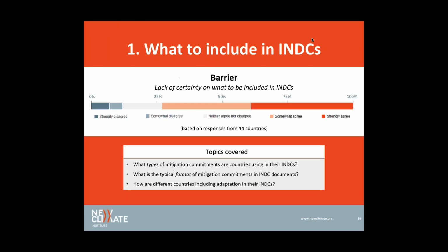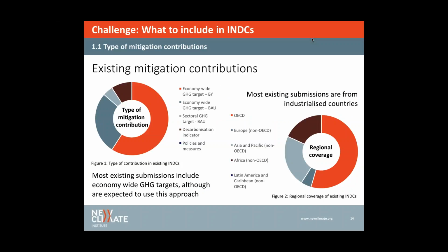Now, first one, what to include in the INDCs. And the more INDCs we have, I think the more clarity we get on what is in the INDCs. First of all, we see, if you see here on the right-hand side, what kind of countries have submitted INDCs. It's still OECD country heavy, so to say. Quite a lot of OECD countries have submitted, and we're still waiting for a lot of non-OECD countries.